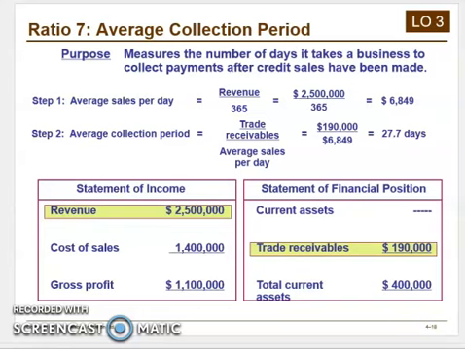Then we look at our statement of financial position and at our trade receivables, and it's showing that we have 190,000 of trade receivables outstanding. So our customers owe us $190,000. If on average we sell $6,849 per day, then taking the 190,000 divided by the 6,849 is going to give us the number of days that are outstanding. So our average collection period is 27.7 days.